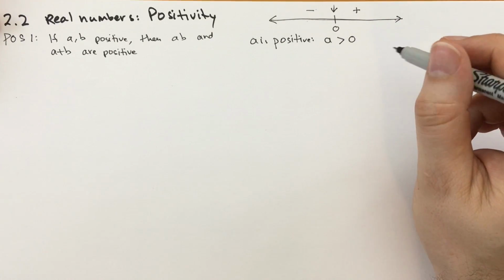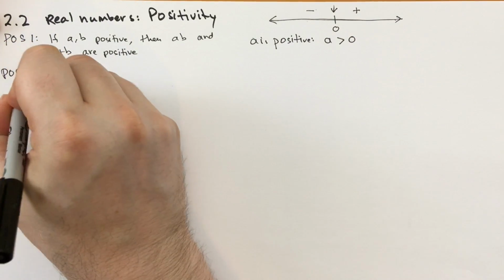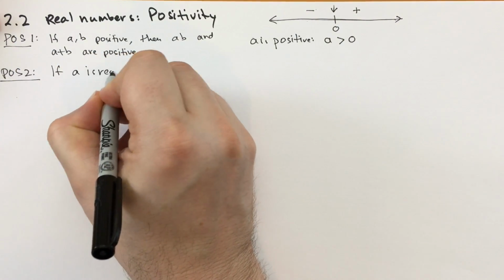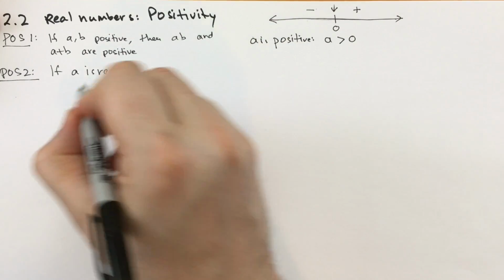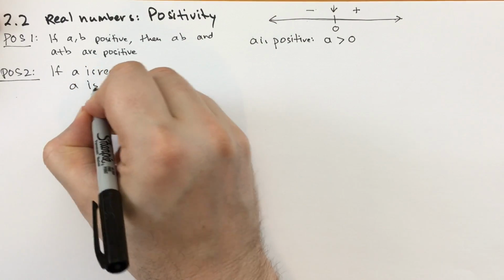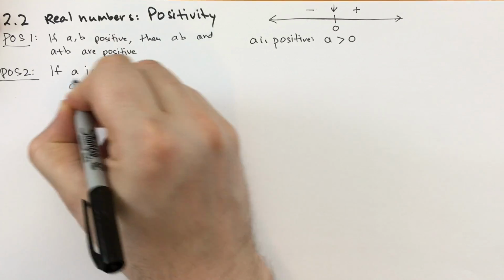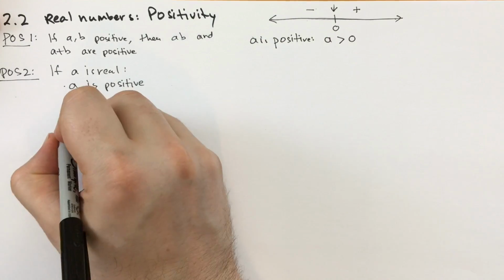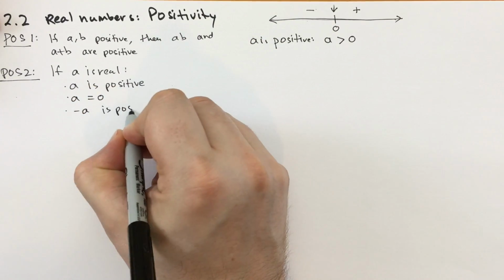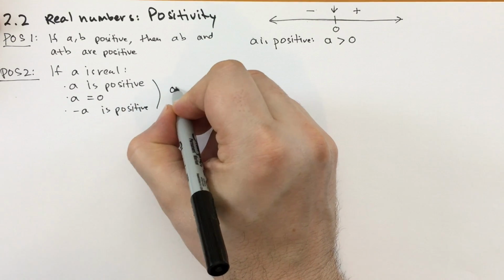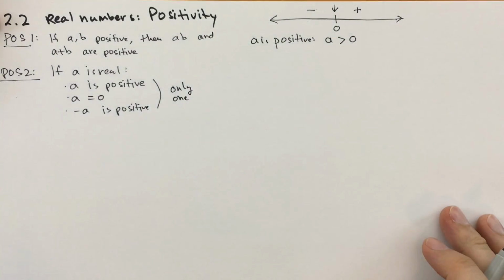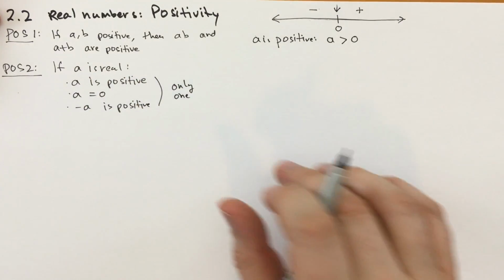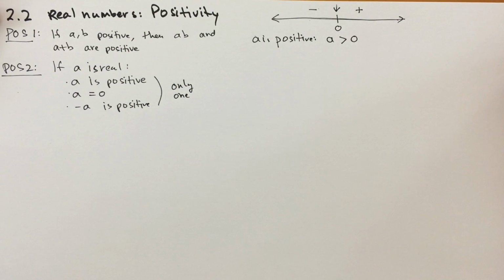Okay, POS 2. This theorem says that if A is real, then either A is positive, or A is 0, or minus A is positive. Only one can be true. We're going to see other theorems in this book with these kinds of dichotomies, or I guess it's a trichotomy, because we're cutting it into 3.